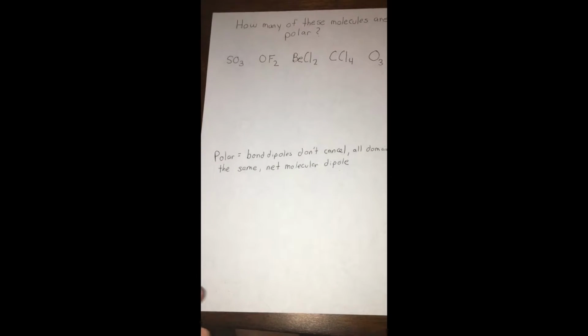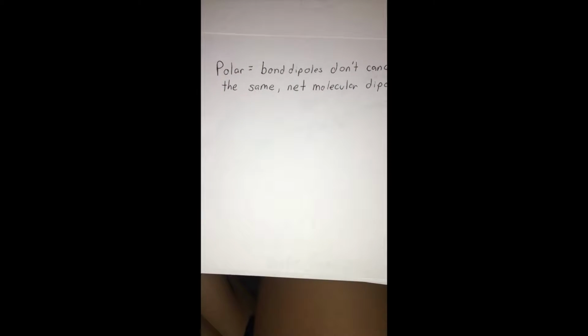The question states: how many of these molecules are polar? For it to be a polar molecule, bond dipoles don't cancel, all domains aren't the same, and there's going to be a net molecular dipole. Therefore, to find out if the molecules are polar, we're going to draw the Lewis structures, find partial charges and bond dipoles, and find the net molecular dipole.